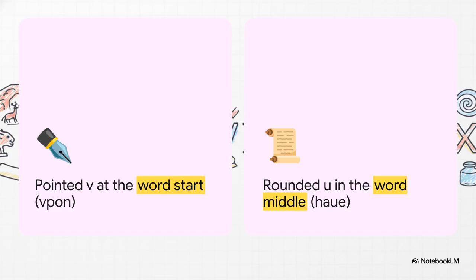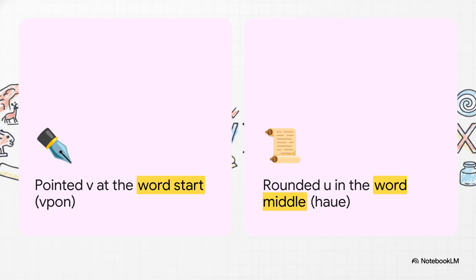If a sound occurred at the very beginning of a word, they used the pointed V shape, so a word like upon was written VPON. But if the sound was in the middle or at the end of a word, they used the rounded U shape. Therefore, a word like have was written HAUE. The shape of the letter had absolutely nothing to do with phonetics. Whether it was a vowel or a consonant sound didn't matter.